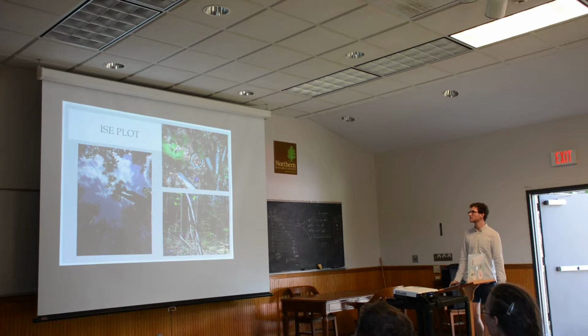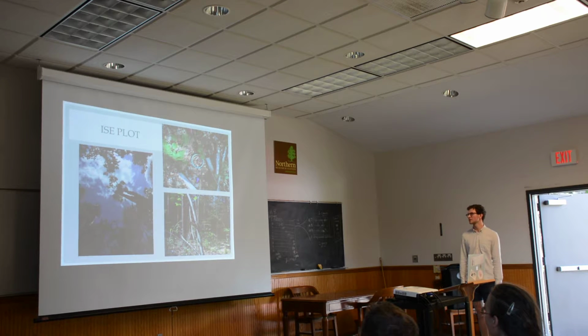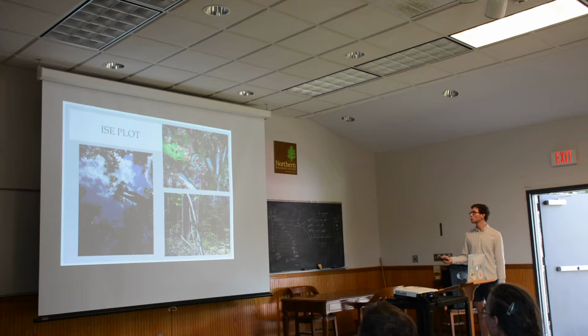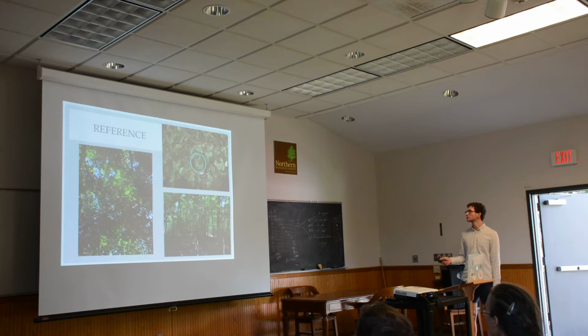And here's the ice plots. This is one of the 2 ice plots I was looking at. This is plot 9. Again, you can see a big gap, more light reaching the forest floor, which is causing more things to grow on the forest floor, and then there are all the fallen trees. In its reference site, kind of the same deal.